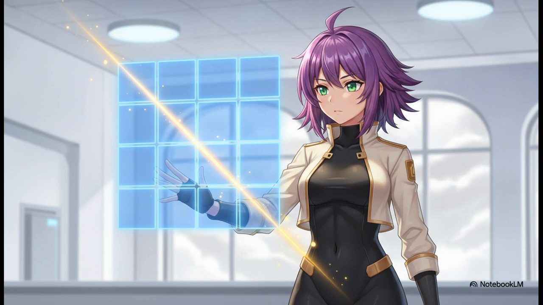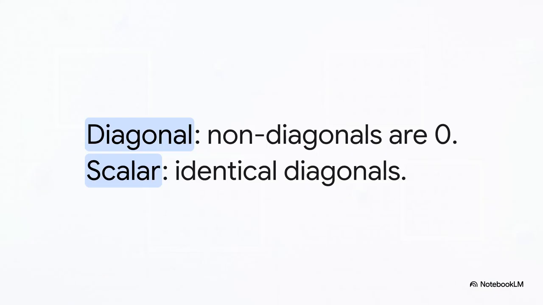Think of a 2 by 2 or 3 by 3. Because it's perfectly square, it creates this main diagonal that runs right down the middle, from the top left all the way down to the bottom right. And that main diagonal leads us straight to our next specific types.